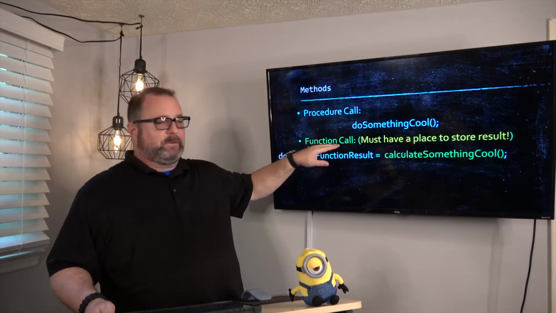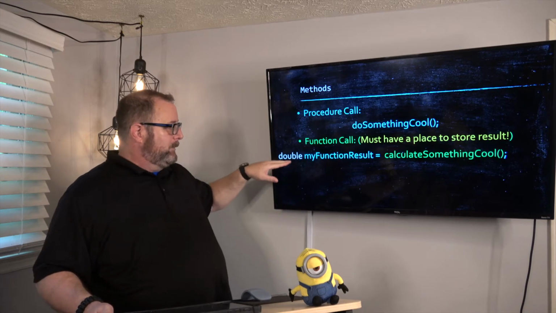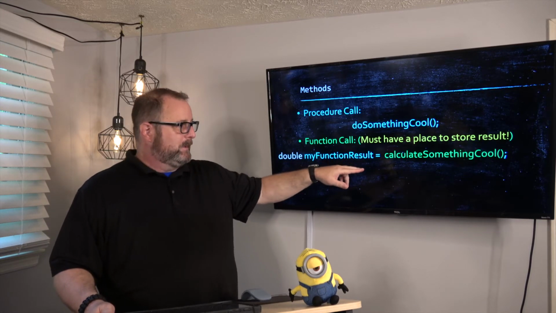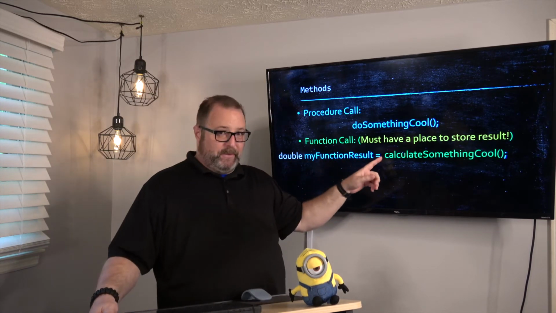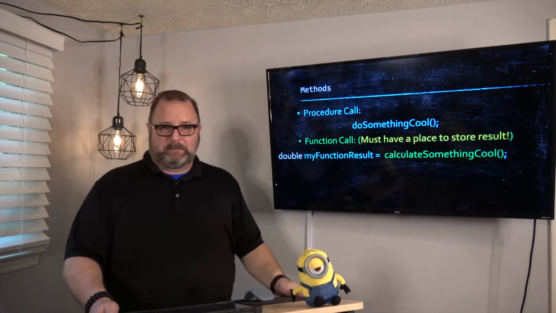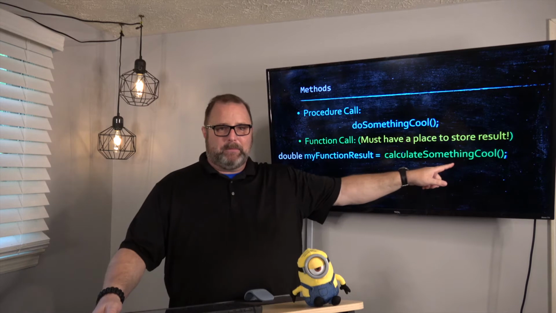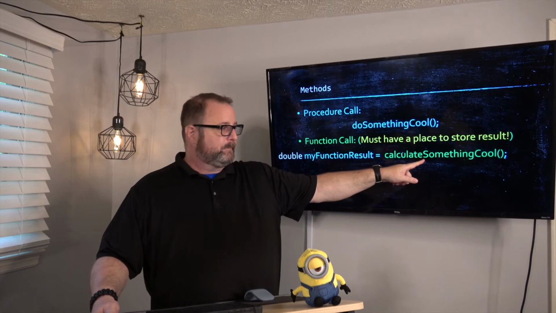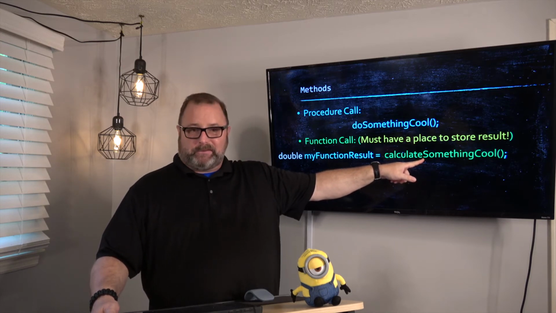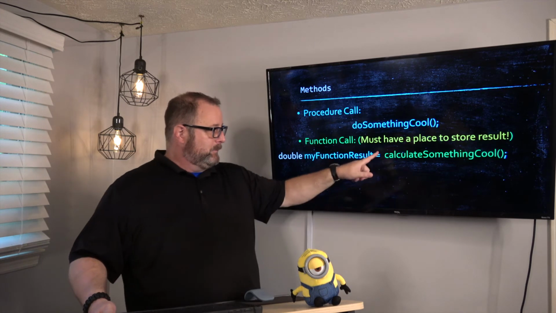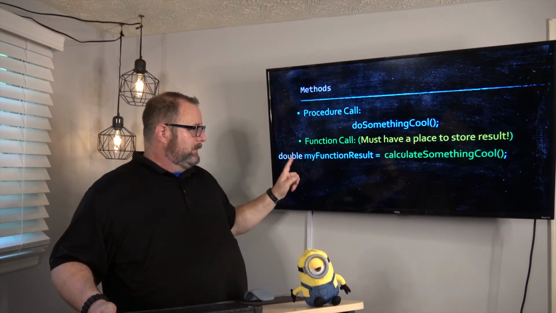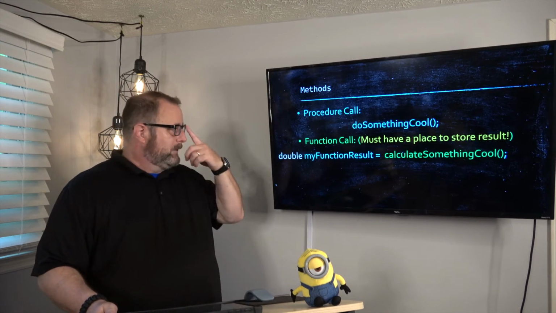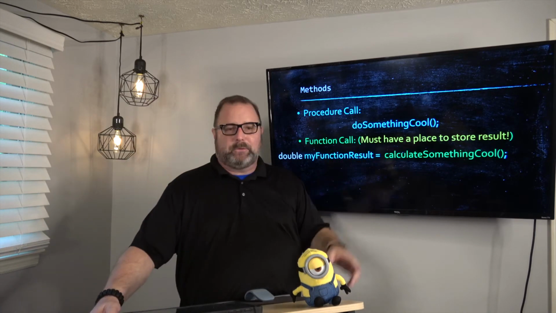But if my function returns a double, I need a double variable, and here I call it my function result, okay, equals, and I'm calling the function calculate something cool. So it's doing some sort of calculation and giving me a value back, which is evaluated for its return value. Let's say it brings me back 42.6. That 42.6 will now be stored in a double pointed to by that token. Okay? So a function call must have a place to store the result.